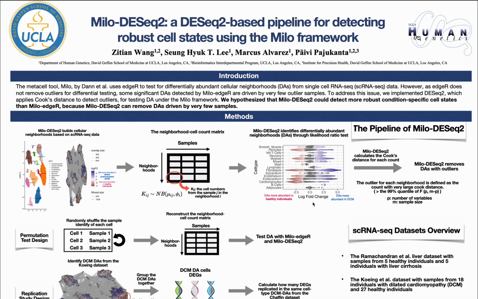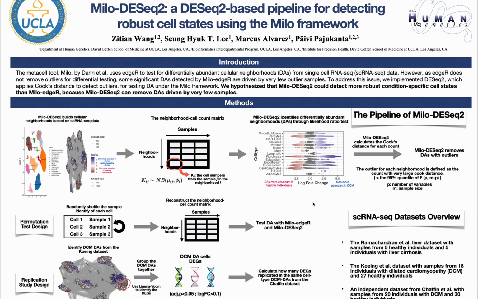To address this issue, we implemented DESeq2, which applies Cook's distance to detect outliers for testing DA under the Milo framework. We hypothesized that Milo-DESeq2 could detect more robust condition-specific cell states than Milo-HR because Milo-DESeq2 can remove DAs driven by very few samples. Now, let's look at the pipeline of Milo-DESeq2.